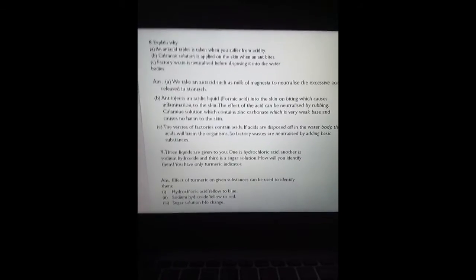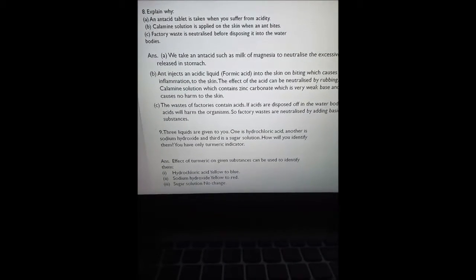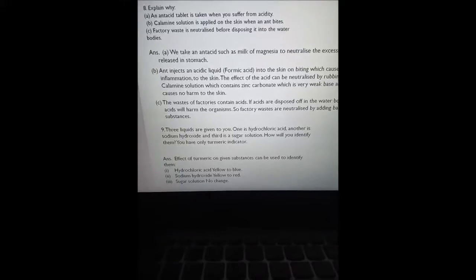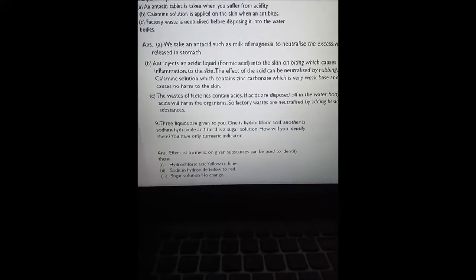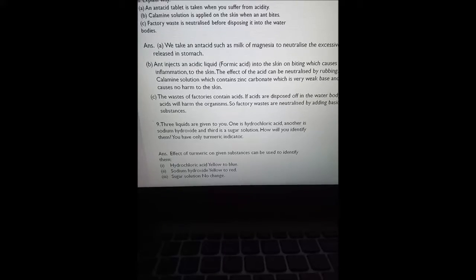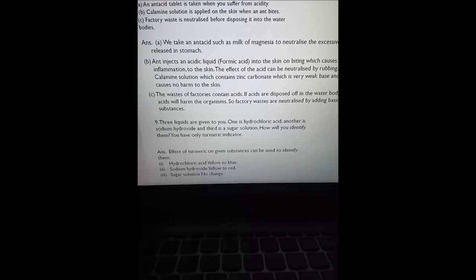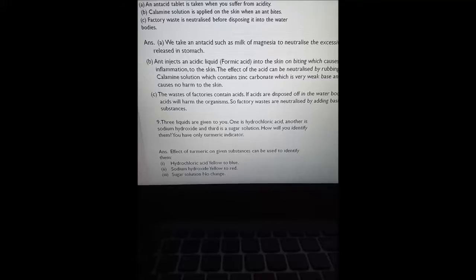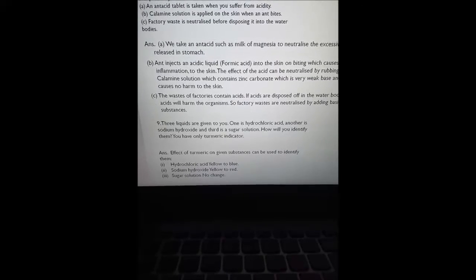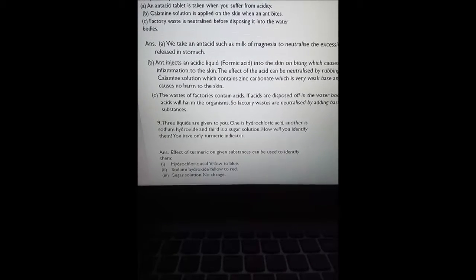So the answer is: hydrochloric acid will turn yellow to blue. If the solution turns blue after the addition of turmeric indicator, it's hydrochloric acid. In case of sodium hydroxide, it will turn red, and if there is no change, then it's a sugar solution.